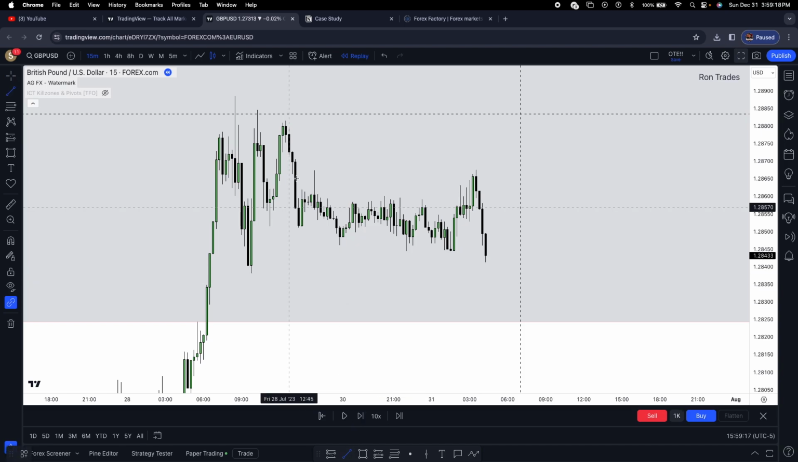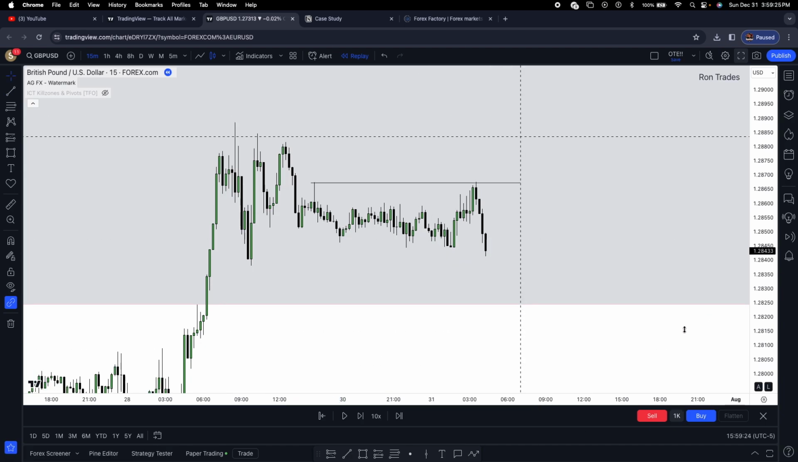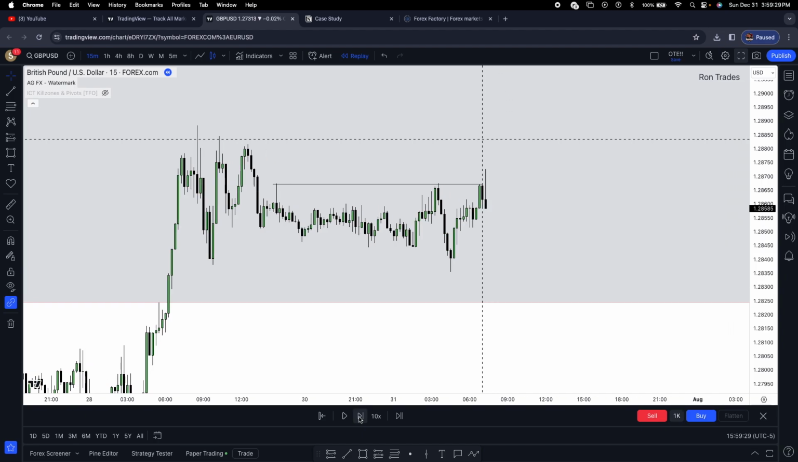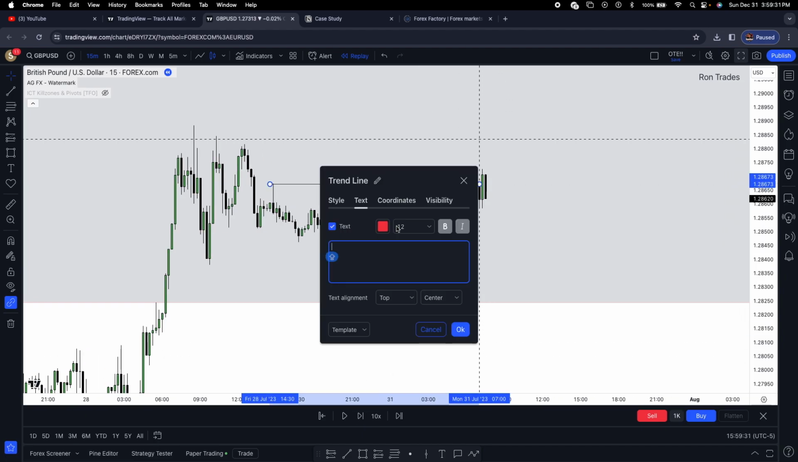We also left behind another relative equal high right here. So I would like to see that purge before I actually consider this a high probability short position. So let's see what we get. All right, so we got the relative equal highs purged. So I'm going to put equal highs here. So we got equal highs purged.